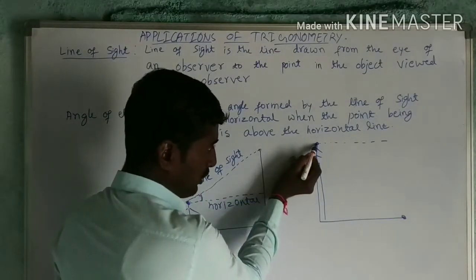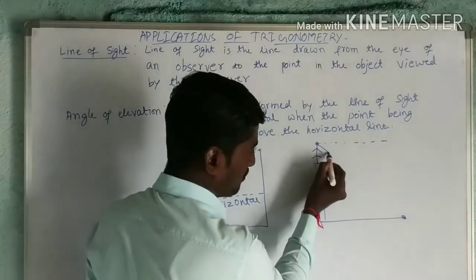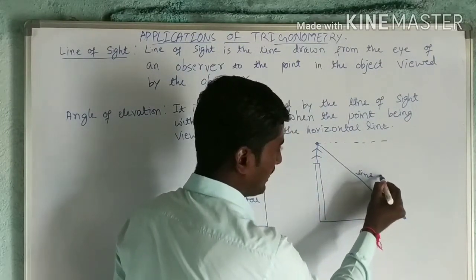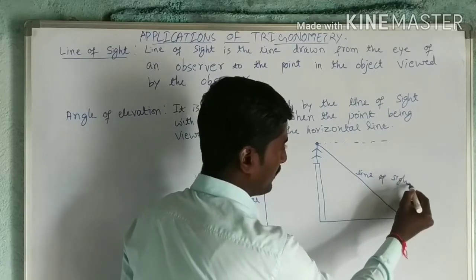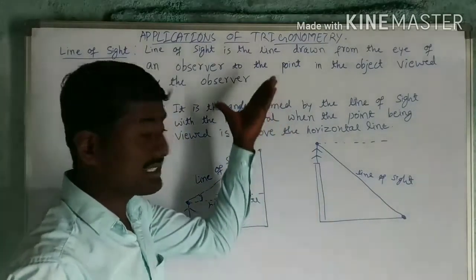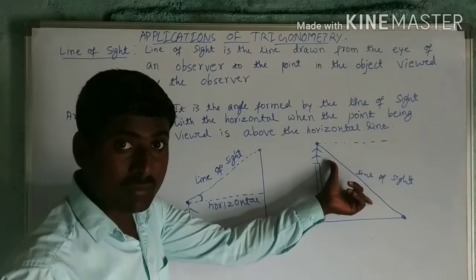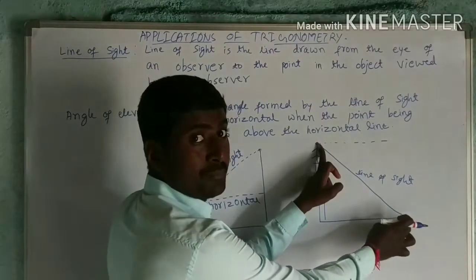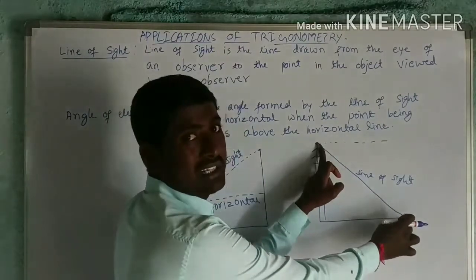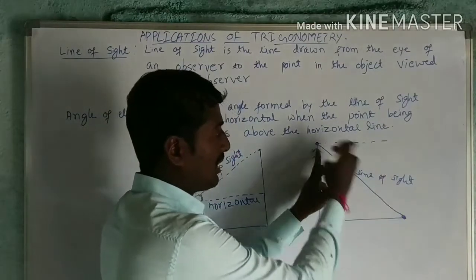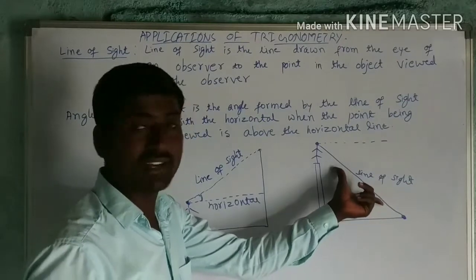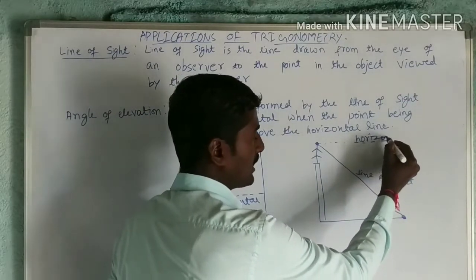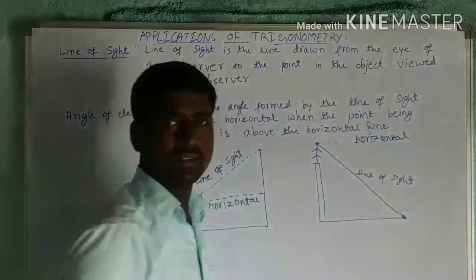Now he is going to observe this point. So this point, this will be what? Line of sight. Because line of sight is nothing but what? The line formed by the eye of an observer to the point in the object, viewed by the observer. Okay, this is line of sight, and this will be the horizontal line or horizontal level.